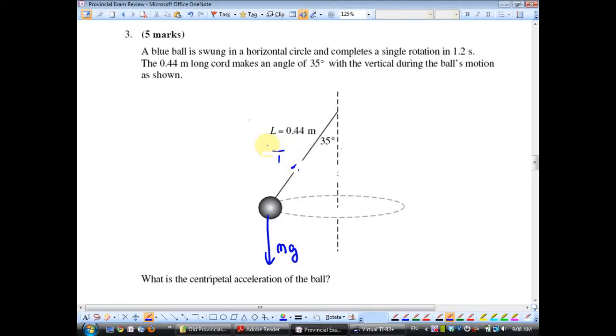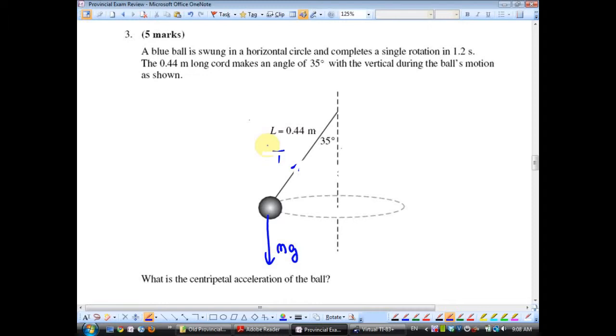Wait a minute, it wants circular acceleration. Remember, circular acceleration, circular force, was the net force. It never actually appeared on a free body diagram. It's what you got when you added the forces together. How will I add these forces together? Well, how will I add vectors together? Draw them tip to tail.